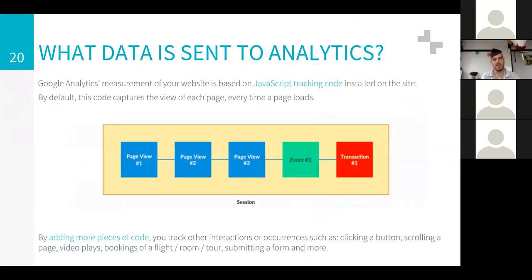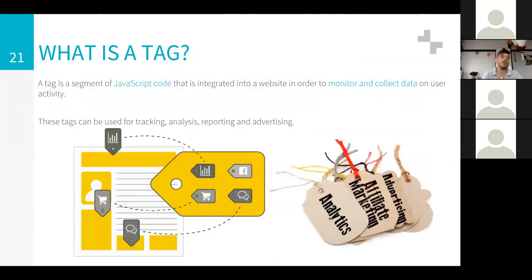Or it could be a transaction. Transaction is really important if you have an e-commerce website, sending information about the transaction itself, the revenue, but also on the product. So you have all those pieces of code that have to be installed at the right place to be run at the right moment. So that's what we call a tag, basically. You have tags for Analytics, but you have tags for almost every tool. So tags are not just covering Analytics.